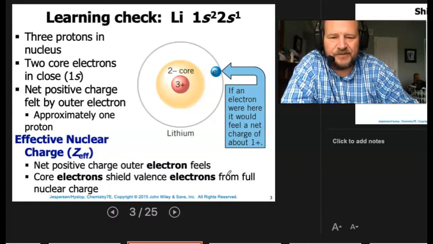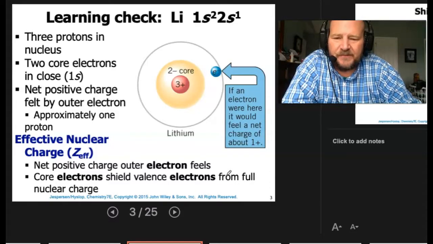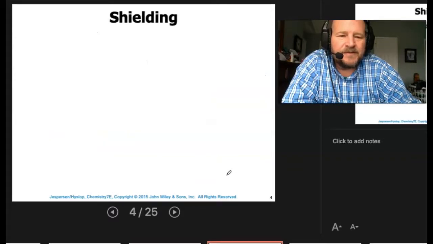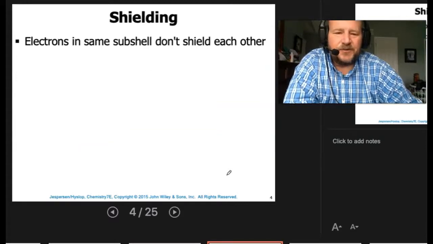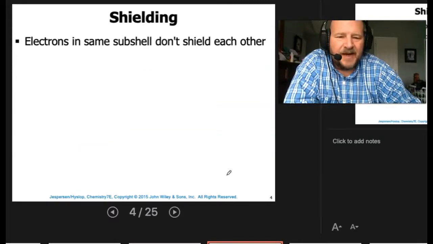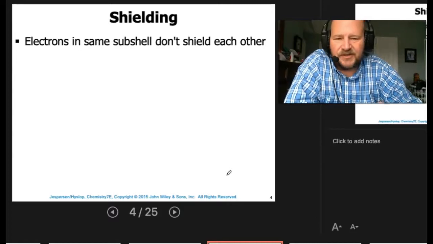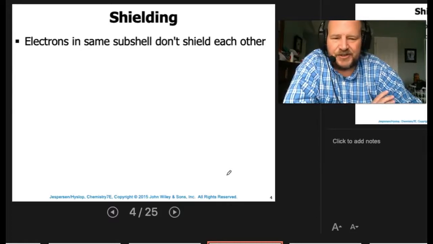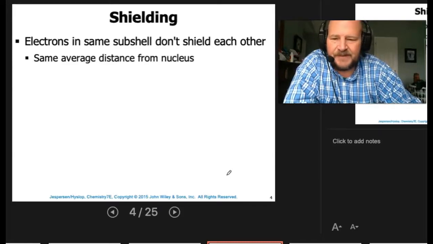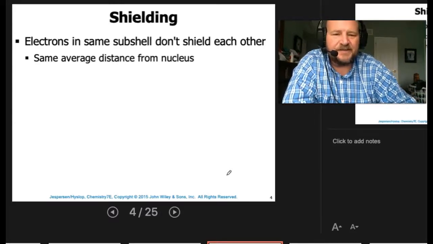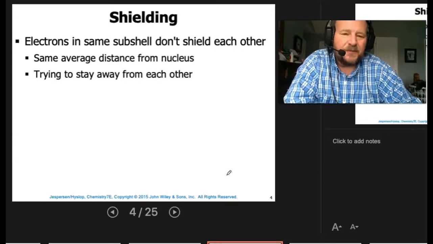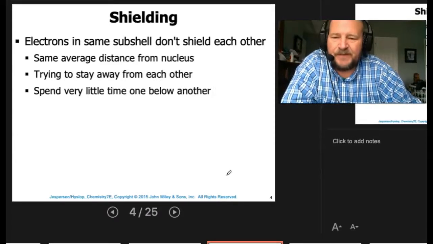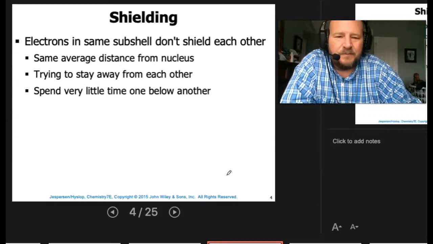Now core electrons will shield those valence electrons from the full nuclear charge. Okay, so our topic here is going to be shielding. Electrons in the same subshell don't shield each other. So again, if we go back and look at that lithium, the 2 electrons that are in the 1s are not helping to shield each other because they fill the entire level. They together act as a shield. Okay, they're going to have the same average distance from the nucleus if they're in the same shell. So trying to stay away from each other is just as important as being attracted to the nucleus at that point. So they're going to spend very little time one below another.